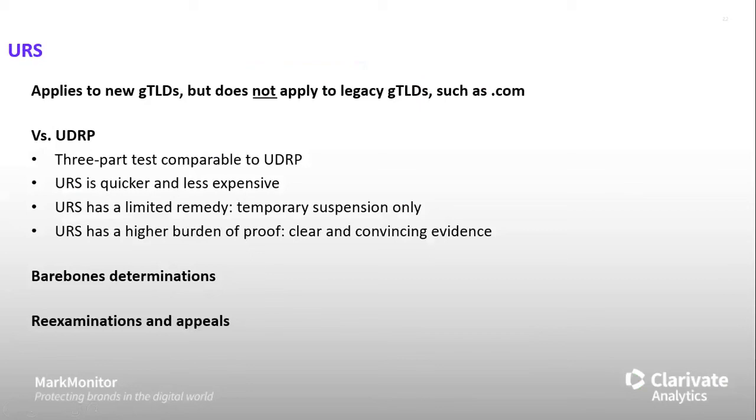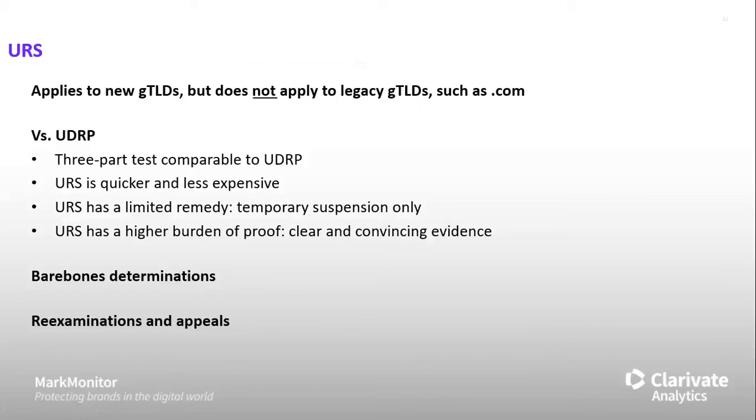The URS, which has been mentioned a few times, is an acronym for the Uniform Rapid Suspension System, and it's important to talk about because we've been focusing a lot so far on the UDRP as a dispute policy, but as I said before, it's not the only dispute policy. The URS is also a dispute policy, and in some ways it is very similar to the UDRP. That is, it's a quicker and less expensive alternative to litigation, and it relies on a three-part test that is almost identical to the UDRP itself.